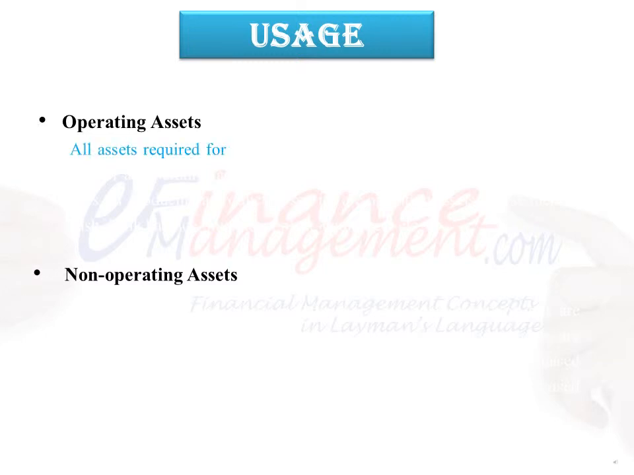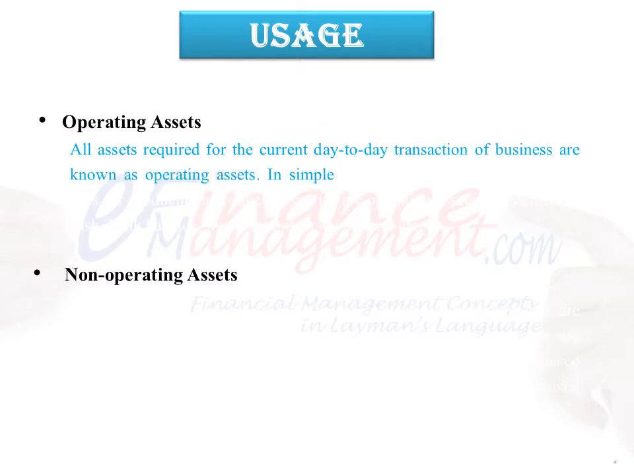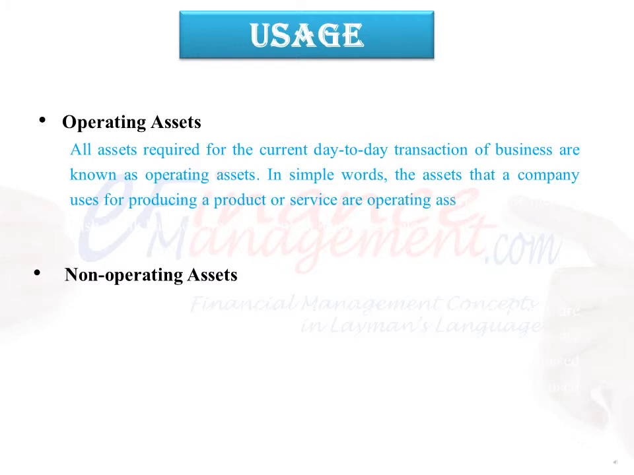According to a third way of classification, assets are either operating or non-operating. Operating assets. All assets required for the current day-to-day transaction of business are known as operating assets. In simple words, the assets that a company uses for producing a product or service are operating assets. These include cash, bank balance, inventory, plant, equipment, etc.